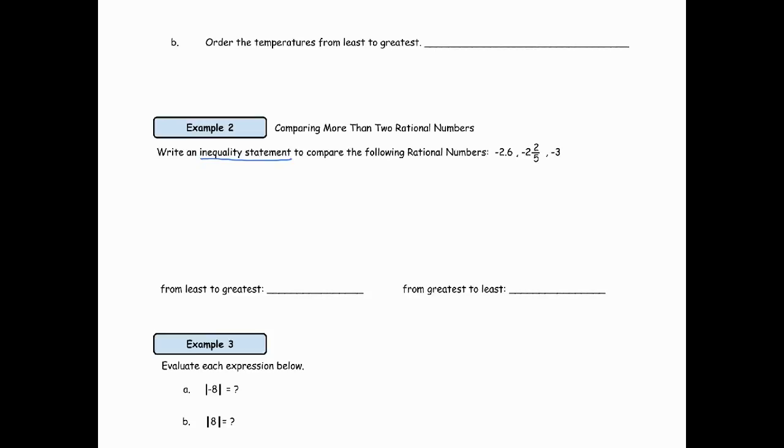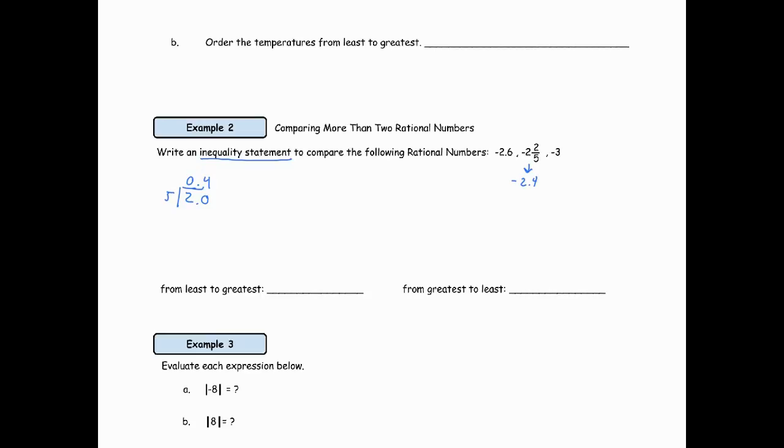So what I like to do is convert either my decimal to a fraction or my fraction to a decimal. So -2 2/5, that means 2 divided by 5. 5 goes into 2 0 times, add a decimal and add a 0. 5 goes into 20 4 times. So 2/5 is equivalent to 4/10. That being said, -2 2/5 is equivalent to -2.4.